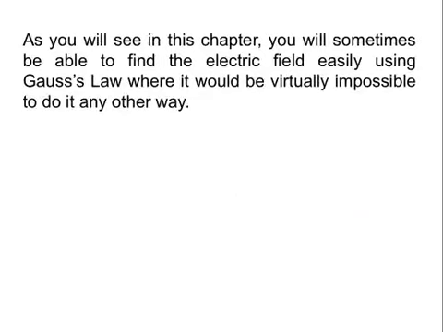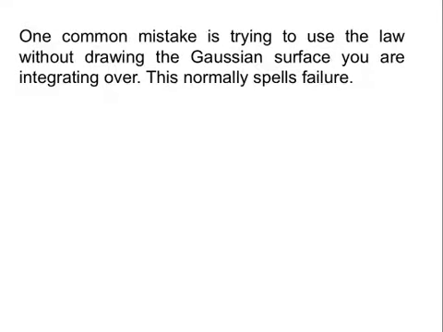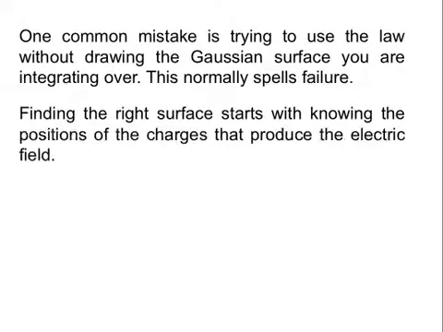As you will see in this chapter, you will sometimes be able to find the electric field easily using Gauss's law, where it would be virtually impossible to do it any other way. The difficulty in using Gauss's law is in finding the right surface to integrate over when evaluating the left side of this powerful law. One common mistake is trying to use the law without drawing the Gaussian surface you are integrating over. This normally spells failure.